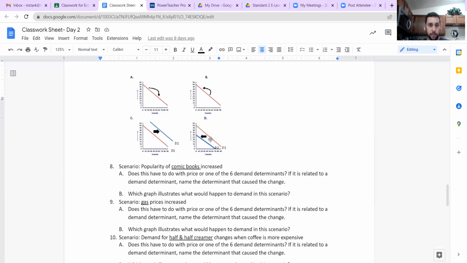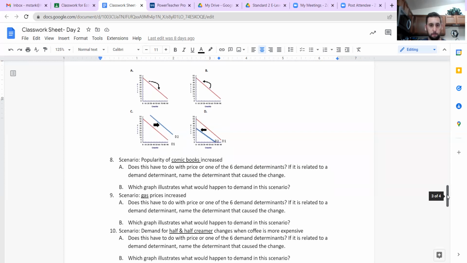So for number 8, if the popularity of comic books increased, that means the correct graph is C. And again, consumer taste is the determinant or factor of those 6 that I just mentioned. Now, number 9 is a change in quantity demanded. So it's not dealing with any of the determinants. It's a simple price change. We already did that one. So let's go to number 10.